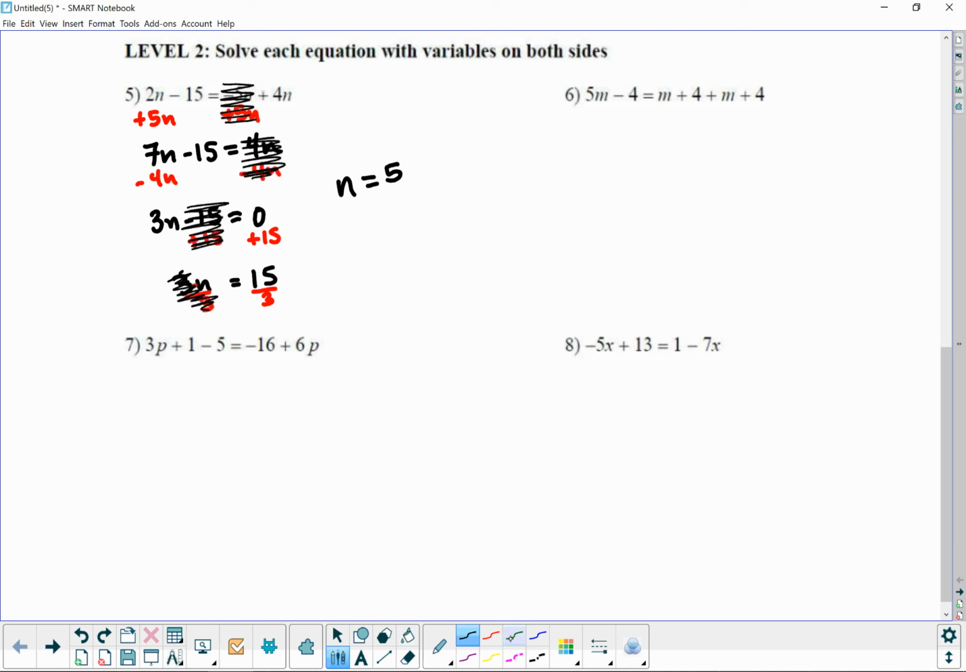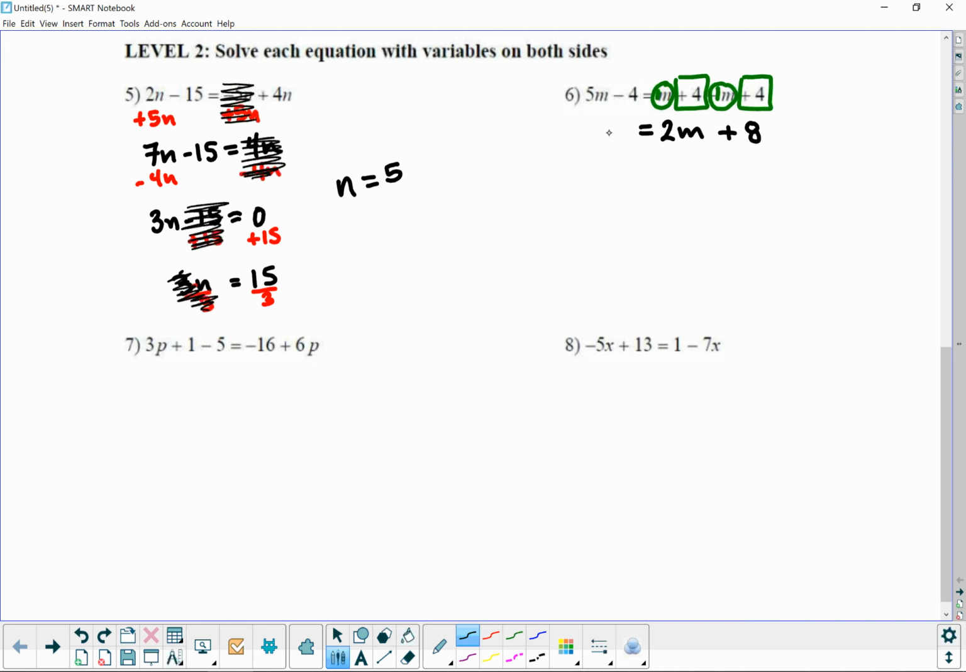Okay. I'll use green for the next one. This time I'm going to pay closer attention. We're going to combine the m and the m, and especially if they're just m's or one variable, make sure you understand that it represents 1. So 1m plus 1m makes 2m. Then I'm going to combine the plus 4 and the plus 4 because they're both individual numbers. So plus 4 and plus 4 makes plus 8.